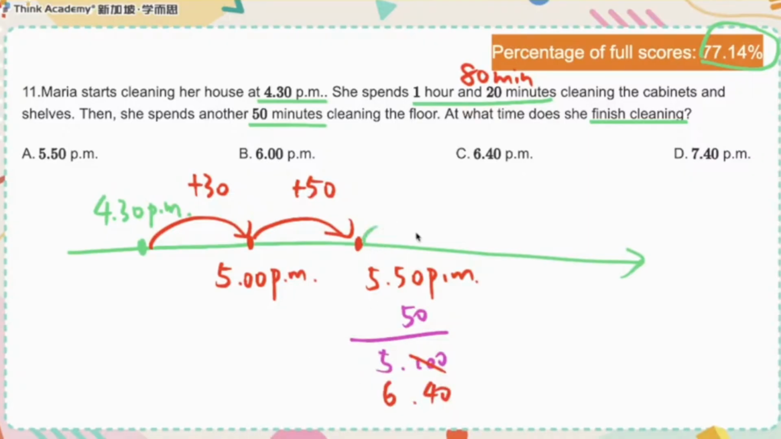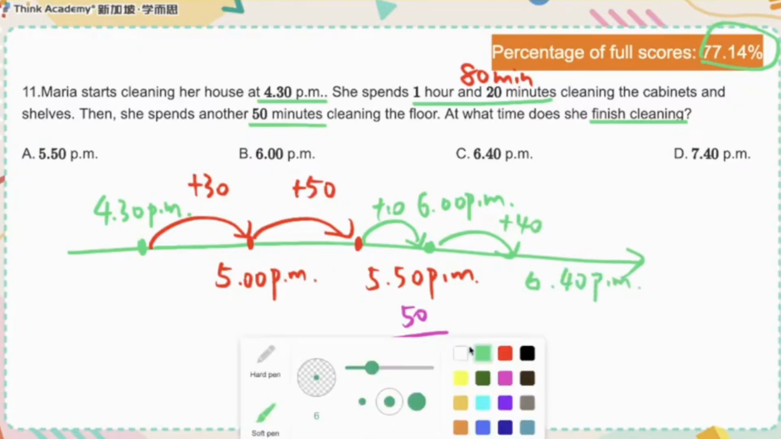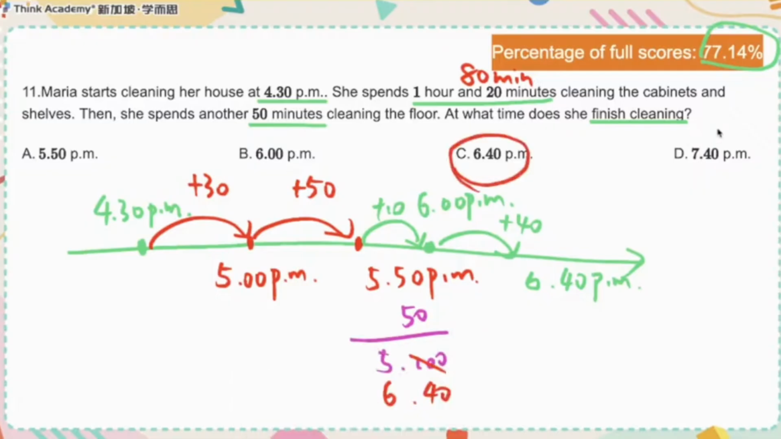That will be like, find the closest complete hour first. This is 6 p.m. After 10 minutes, right? And then we plus another 40 minutes. That will be 6:40 p.m. So the final answer here should be option C. Okay, good job, everyone. And then this time, let's move on to the next question.